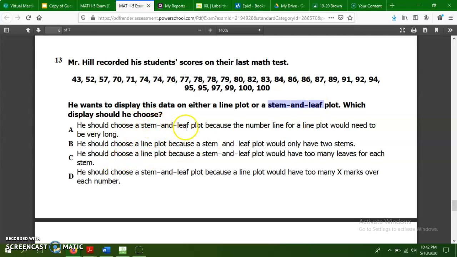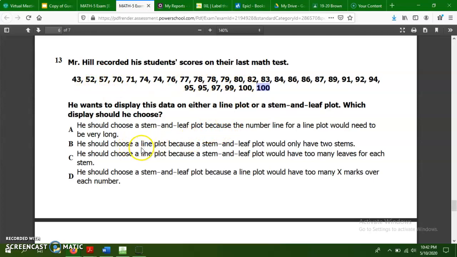He should choose a stem and leaf plot because the number line for a line plot would need to be very long. Let's think. A number line for a line plot would have to stretch from 43 all the way to 100, and it would have to include every single number in between. That is a pretty long line.